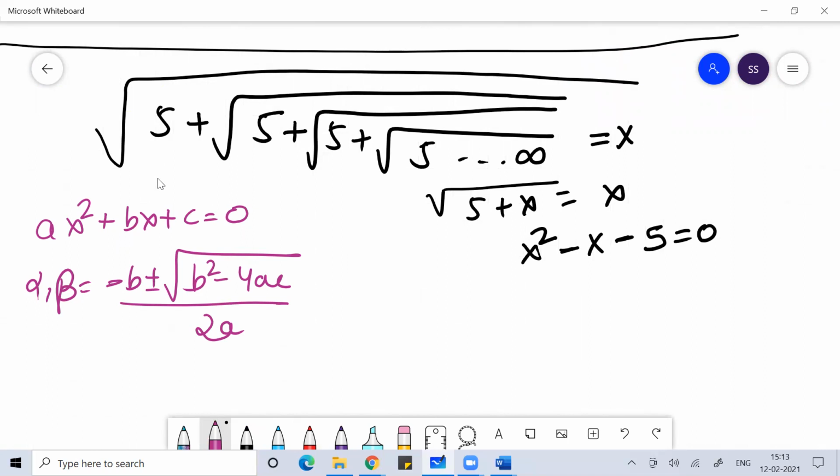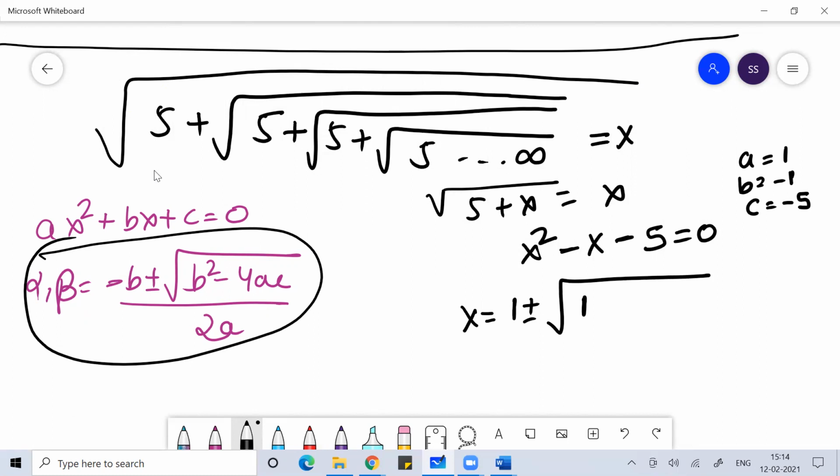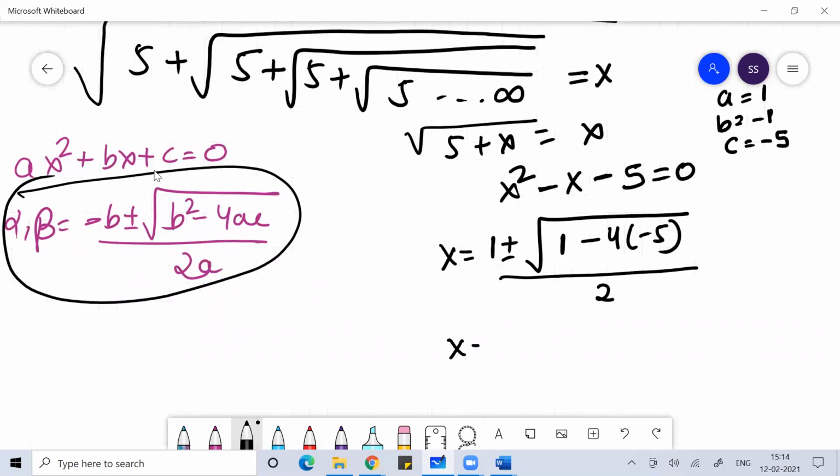To find the value of x, I have to use this traditional formula. What is b? A here is 1, b here is minus 1, and c here is minus 5. So minus b means 1 plus minus root of b square. Minus 1 square is 1, minus 4 into minus 5 into 1, divided by 2a. So ultimately, if you solve this, your x value is 1 plus minus root 21 by 2. This is your answer.